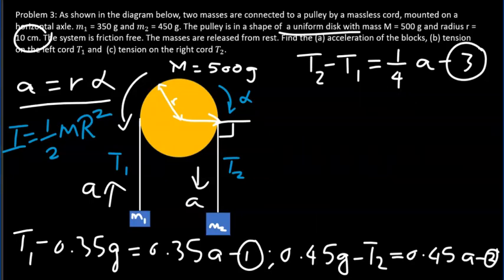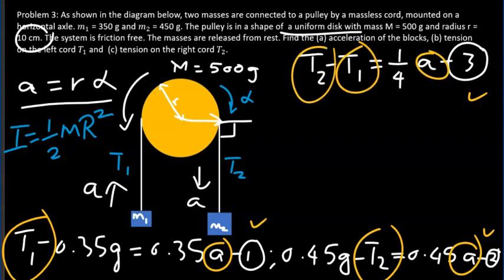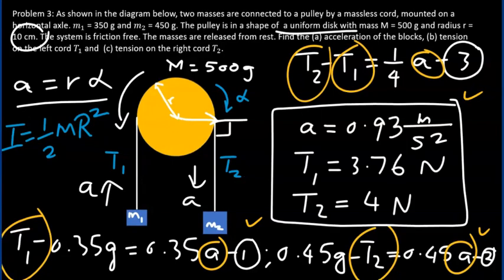Note that we have three equations, 1, 2, and 3, and we have three unknowns, T1, T2, and a, which you should be able to solve simultaneously to give the following answers. a is 0.93 meter per second squared, T1 is 3.76 newtons, and T2 is 4 newtons. And that solves the problem.